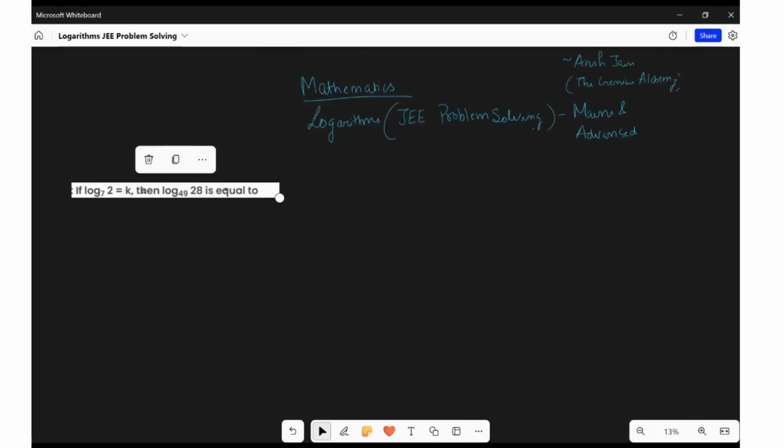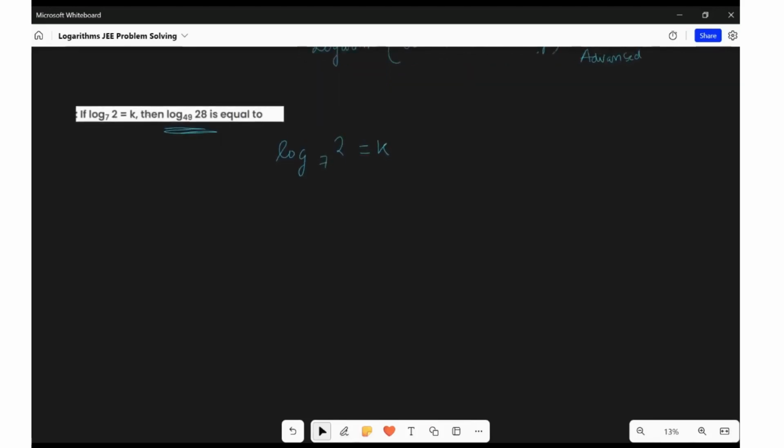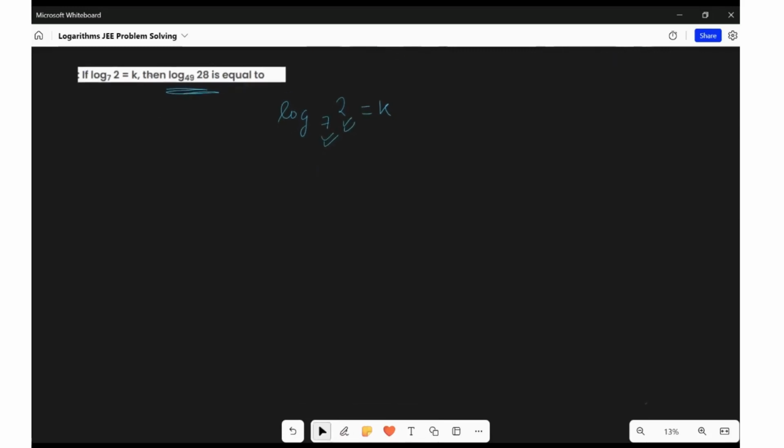Now this is the second problem. In this, let's write this first: log 2 base 7 is k. Now we need to find the value of log 28 base 49. Now what we can see is that in the base we have 49. That means we have to make this base 49 and the number 28. For this we have a technique. First of all, we need to change its base to 49, so that the rest of the work we can do later.